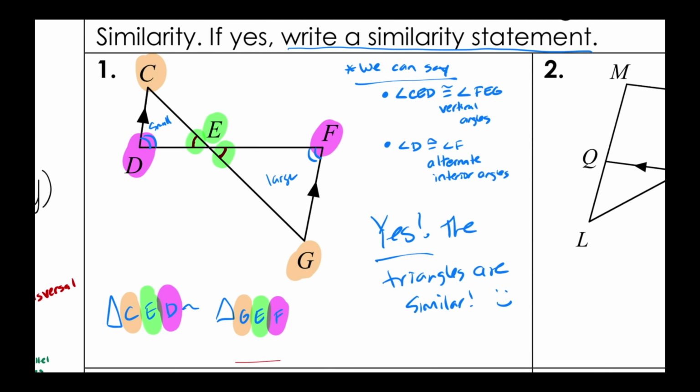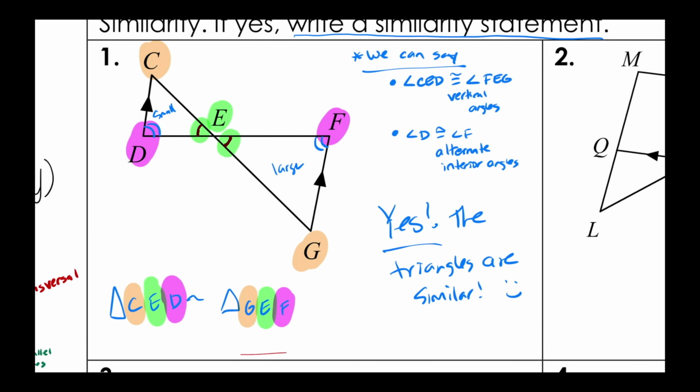All right. Does everyone understand that? Is there anything where you're confused? We went over 3 different problems, but dealing with the same kind of problem. Angle similarity. Any questions? Now's the time to ask.